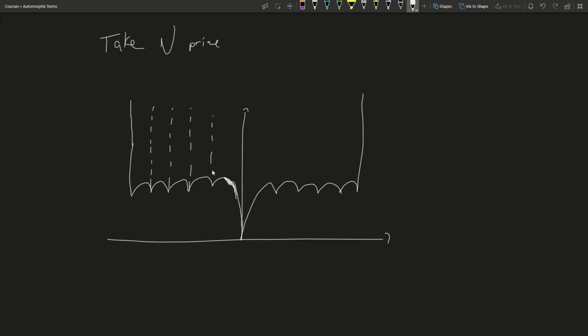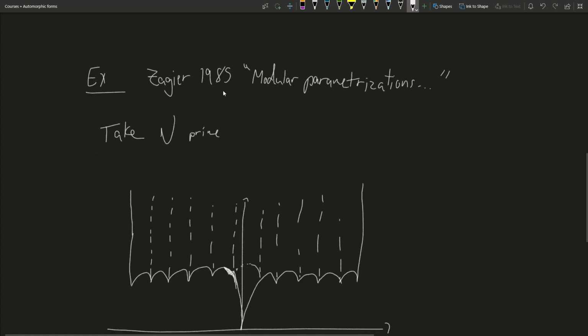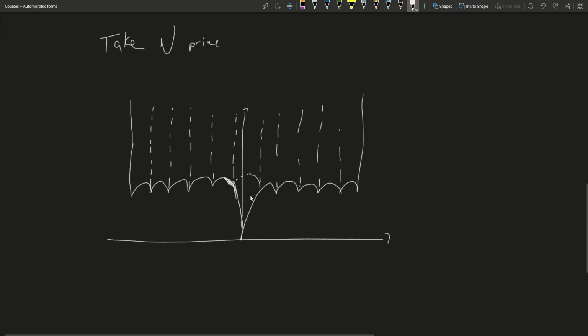So all of these in here are copies of what we had above, but a little bit smushed. Right? All these are this. And then this one down here is a copy of this under z maps to -1 over z. So it's just a flipped version of it.